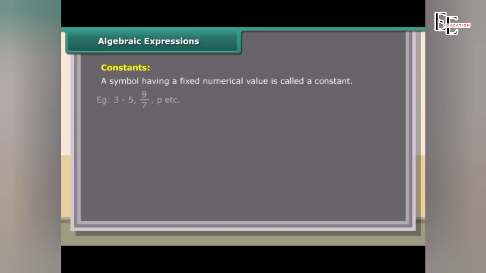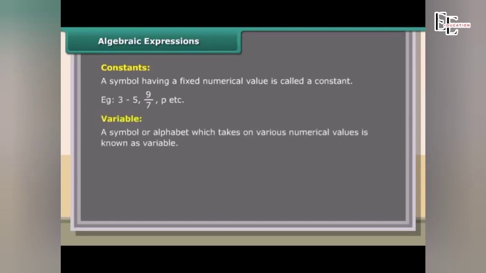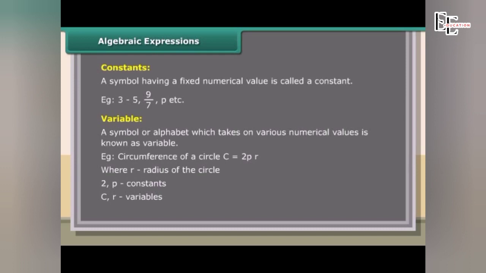Algebraic expressions. Constants. A symbol having a fixed numerical value is called a constant. Example, 3, minus 5, 9 upon 7, pi, etc. Variable. A symbol or alphabet which takes on various numerical values is known as variable. Example, circumference of a circle C is equal to 2πr, where r is radius of the circle. 2π is constant; C, r are variables.